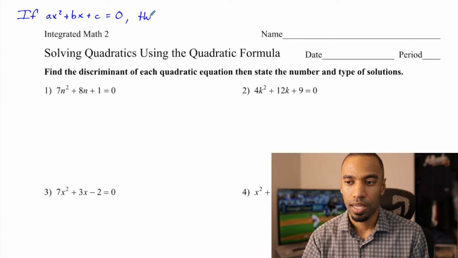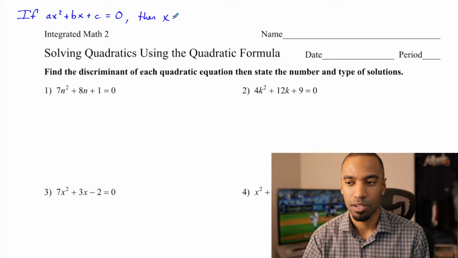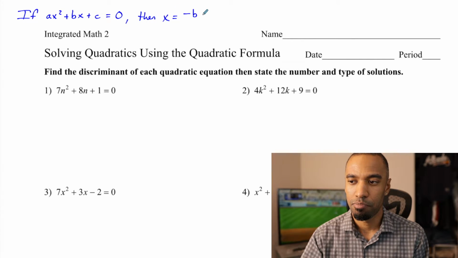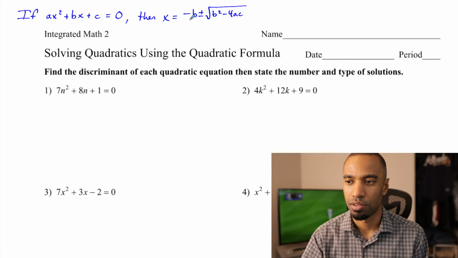Then you can actually get x by itself, and I'm not going to do a whole proof with you on it right now, but then x equals negative b plus or minus the square root of b squared minus 4ac, all divided by 2a.